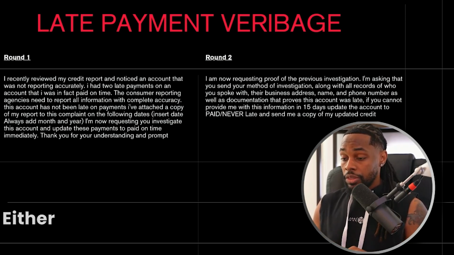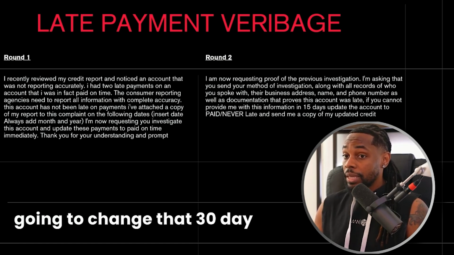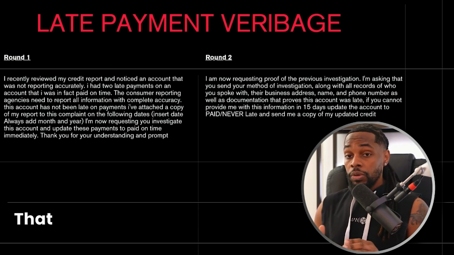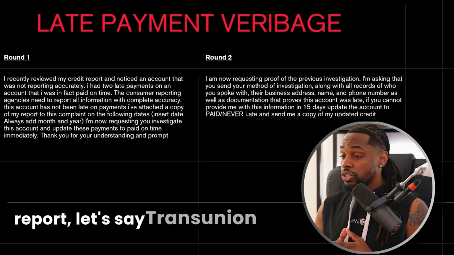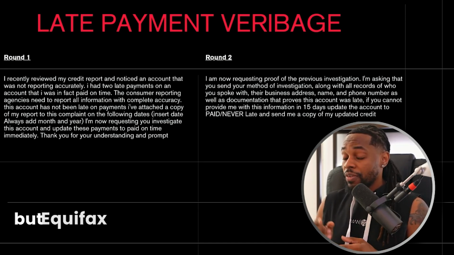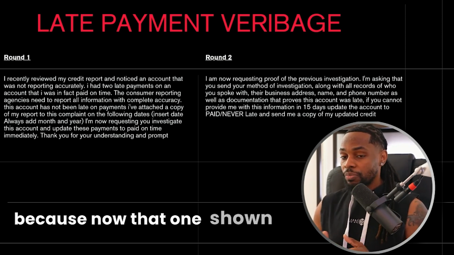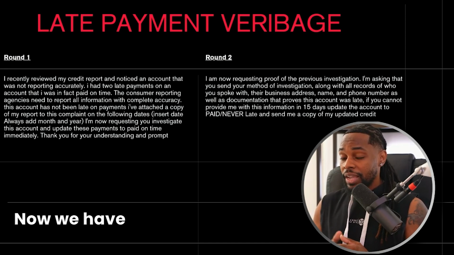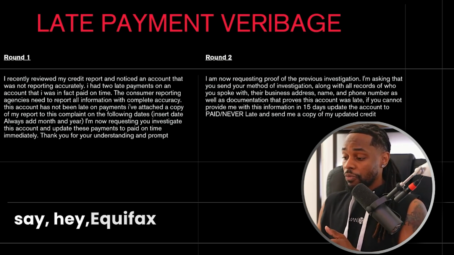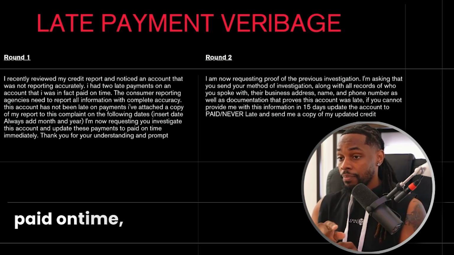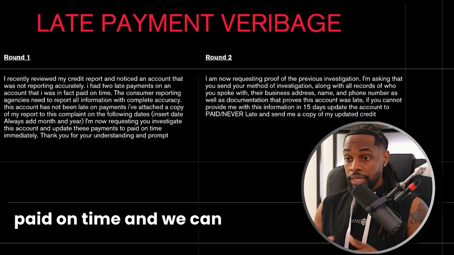This is what's going to happen. Either 1, they're going to update your report and they're going to change that 30-day late payment to paid on time. That would be wonderful. Why? If they just change 1 report, let's say TransUnion and Experian don't change it, but Equifax does. You can now go to my previous video because now that one's shown paid on time. Now we have an inaccuracy that we can then show to the other 2 bureaus and say, hey, Equifax is reporting that this account paid on time, but you're not. Update it. Now we can get them all paid on time and we can repeat this process.